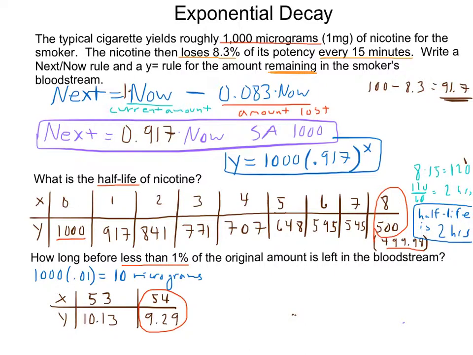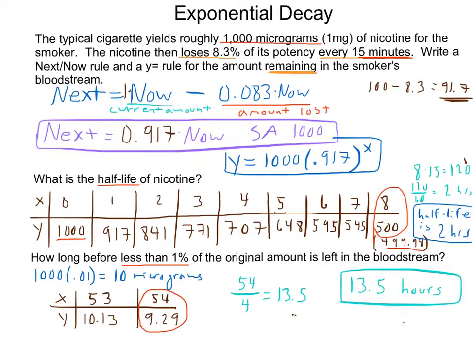And I'm going to 2 decimals here because otherwise those numbers would be too small to note the difference. So does this mean 54 hours? No, once again, this is counting 15-minute intervals, so I need to convert this. Faster way to convert this time is that 15 minutes is a quarter of an hour, so I'm going to do 54 divided by 4 to get the number of hours. And it took quite a while, 13.5 hours, for just less than 1% of the original amount of nicotine to be remaining in the bloodstream. Stays with you for a while.